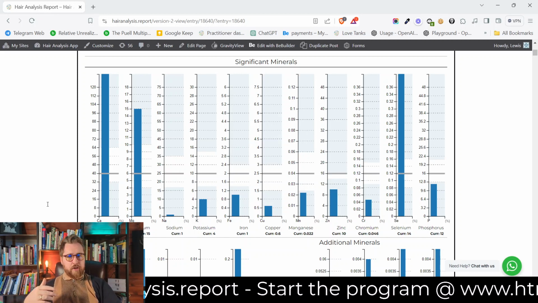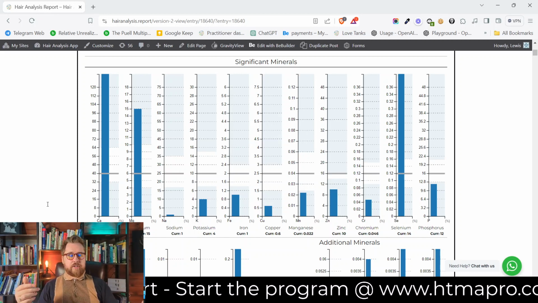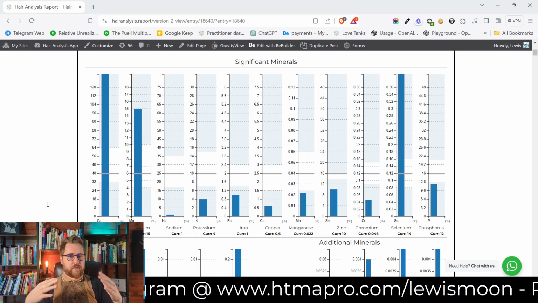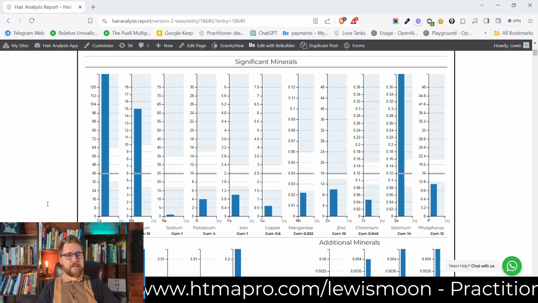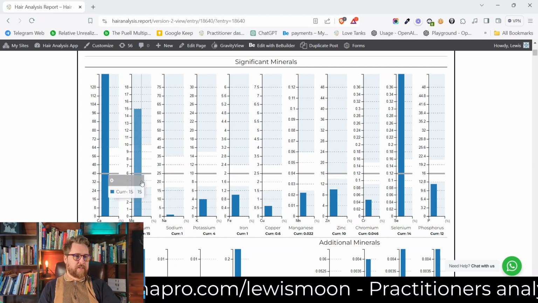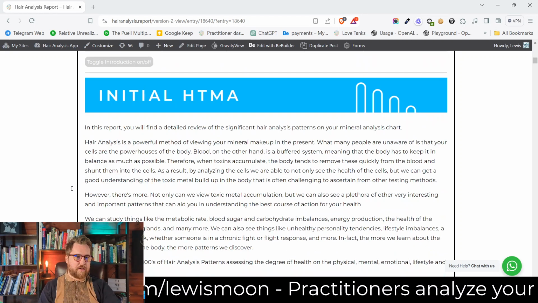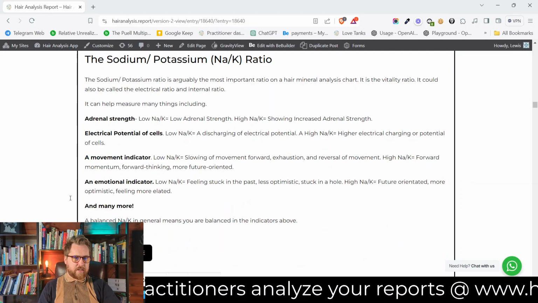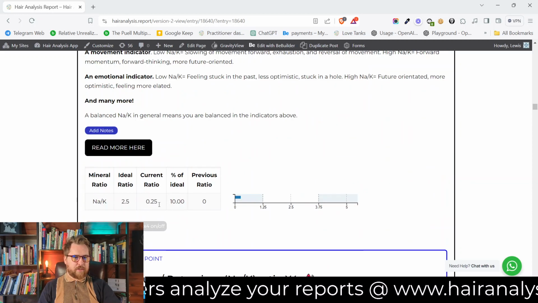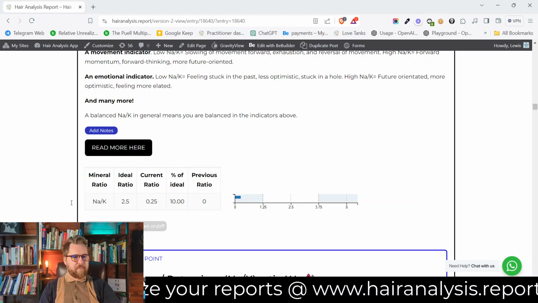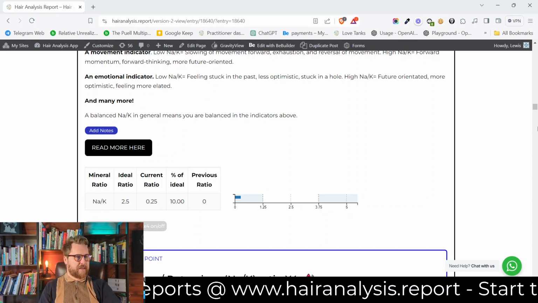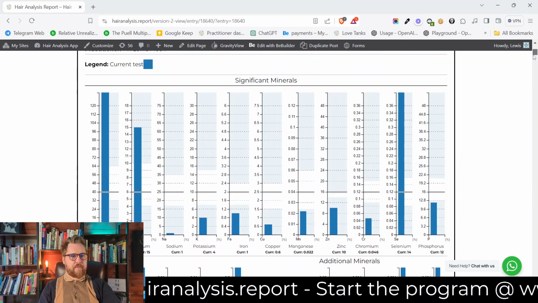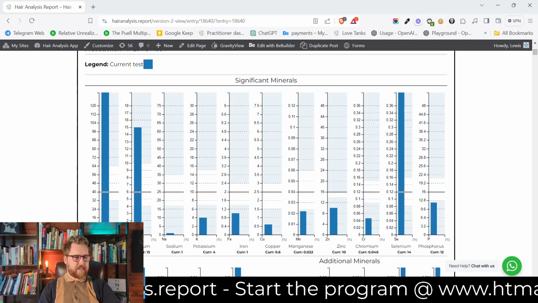So anyone with a low NaK ratio, their health is not going to be very good, especially if it's super low. Some people have a fairly balanced NaK ratio. The ideal level is 2.5. If you've got an NaK ratio of like 2.4, it's not too bad. This particular test has a very low NaK ratio. The exact level is, let's see, 0.25. So that's pretty extreme, but I'm just showing you this as an example of a hair test with very, very bad copper toxicity indicators.